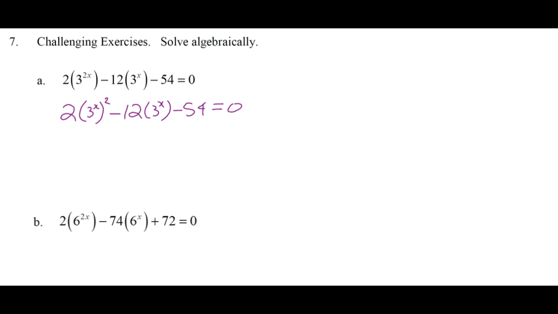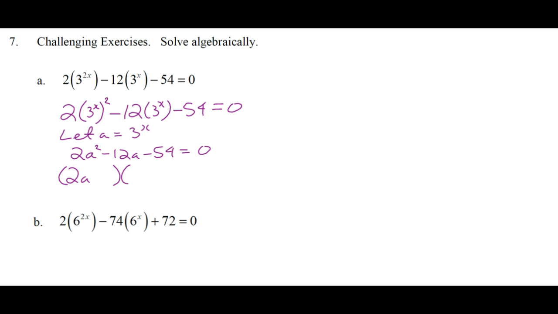Then we'll replace 3 to the x with, don't use x, right? Don't say let x equal 3 to the x. It's weird because you have x's on both sides. So you can't really do that. That would actually solve, like there's some value for which that's true. Maybe. So just let a equal 3 to the x. So I've got 2a squared minus 12a minus 54 is equal to 0.